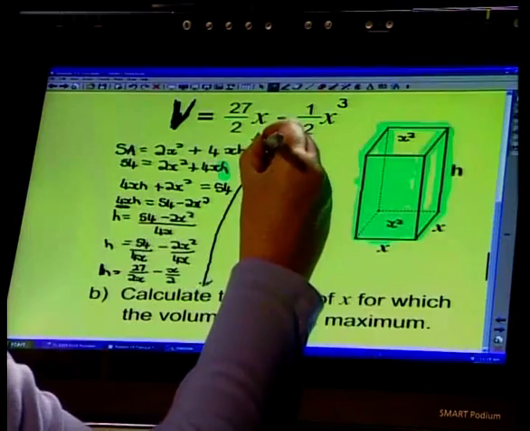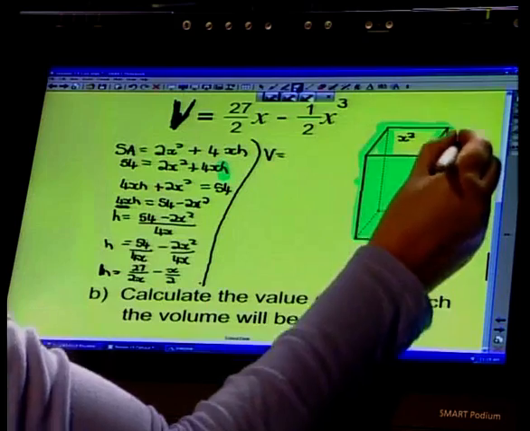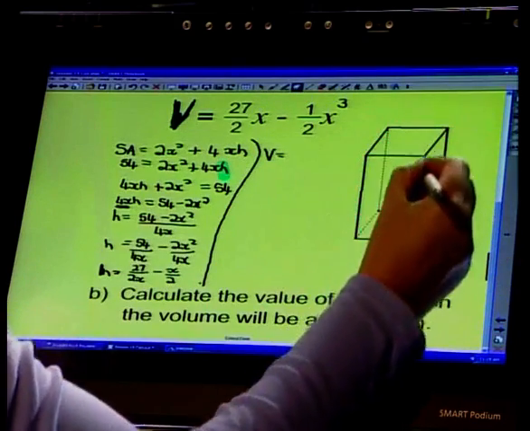Well, the volume of any regular figure will be the area of the base times the perpendicular height. Now, in this case, it's a box, so the area of the base would be x squared times the height, which is h. So let's get the volume.